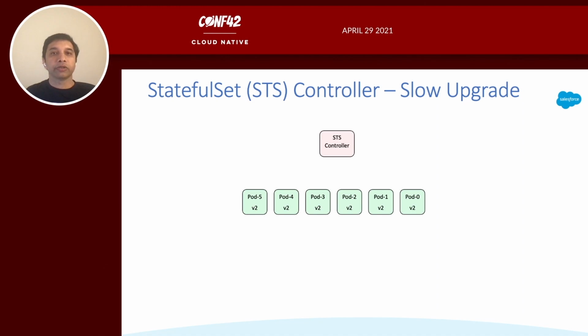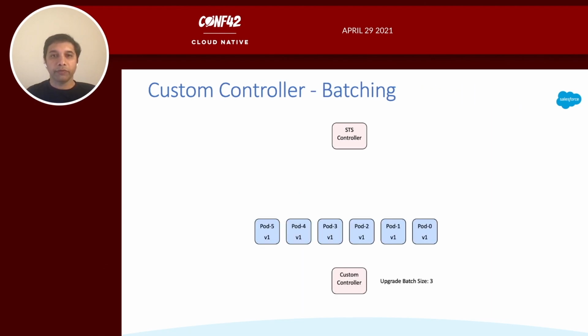Fortunately, Kubernetes is also very extensible. So you can go in and modify behavior or introduce new behavior by providing your own controllers in certain areas. And in this particular case, we were able to build a new controller, which we call the custom controller, which actually works in combination with the default stateful set controller.